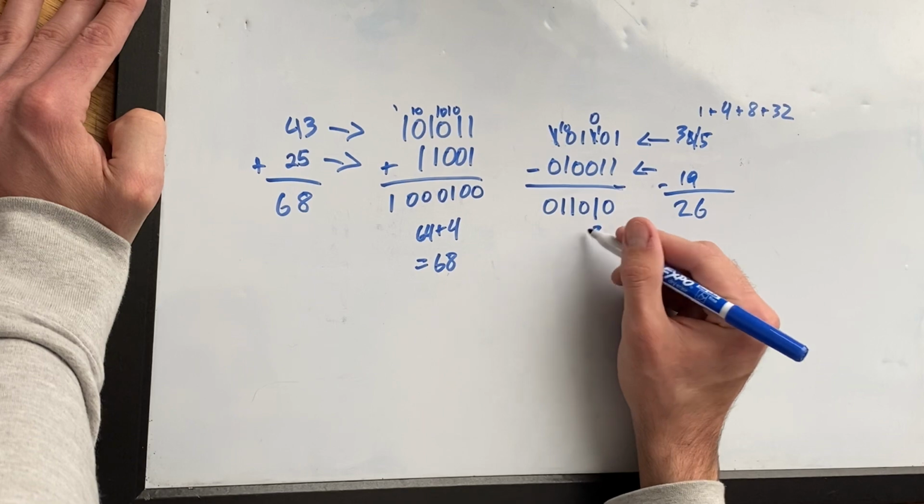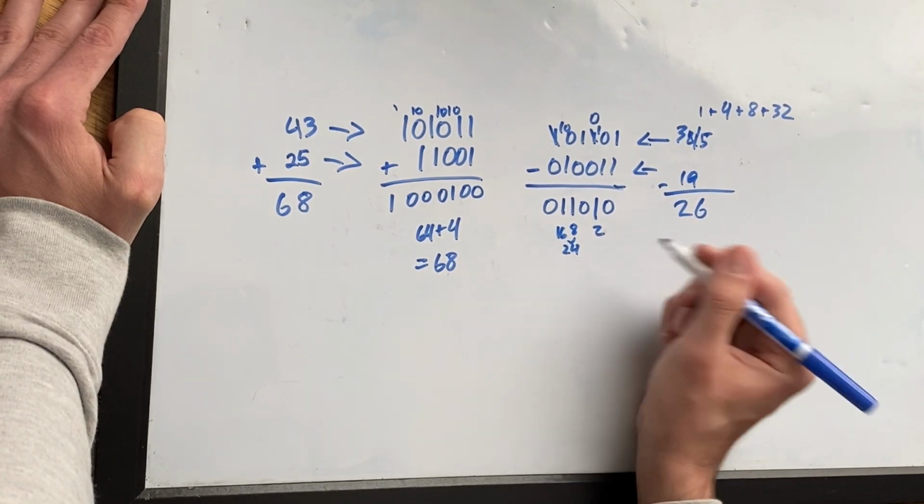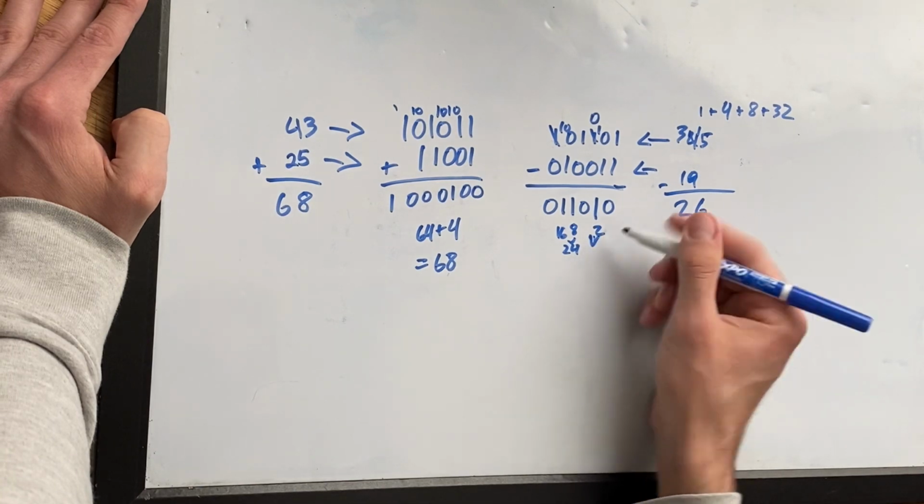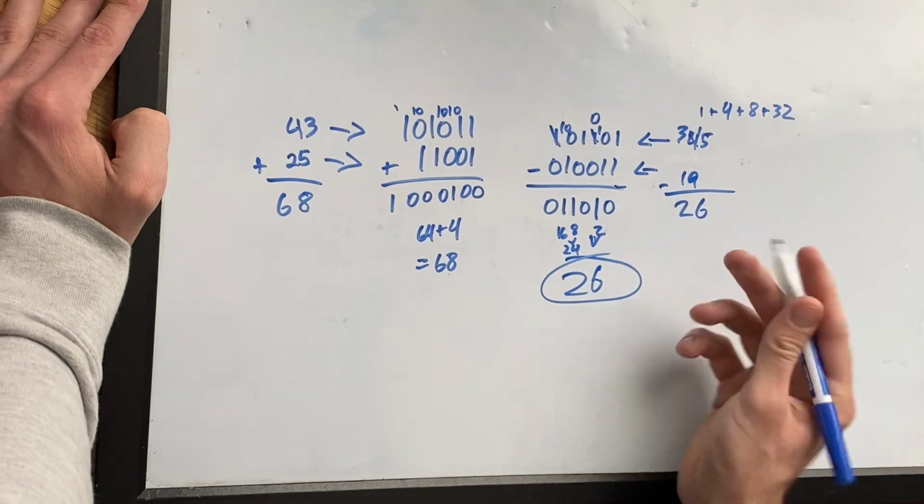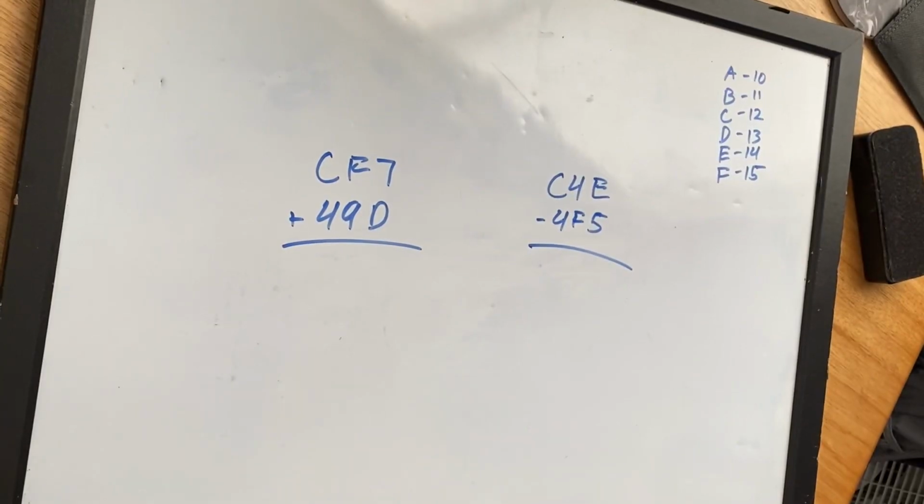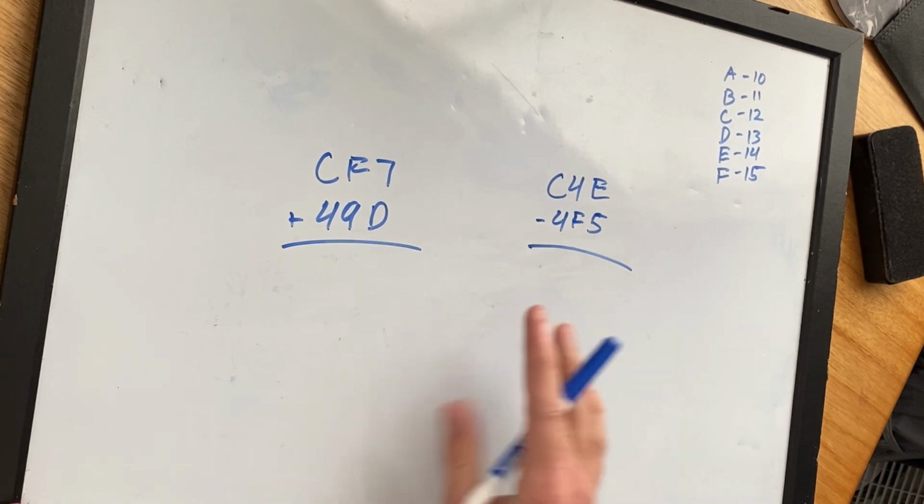Now we have 2, 8, 16. That's 24 right there, plus 2. That's going to be 26 in binary. All right, so what we're going to be demonstrating now is hexadecimal numbers.